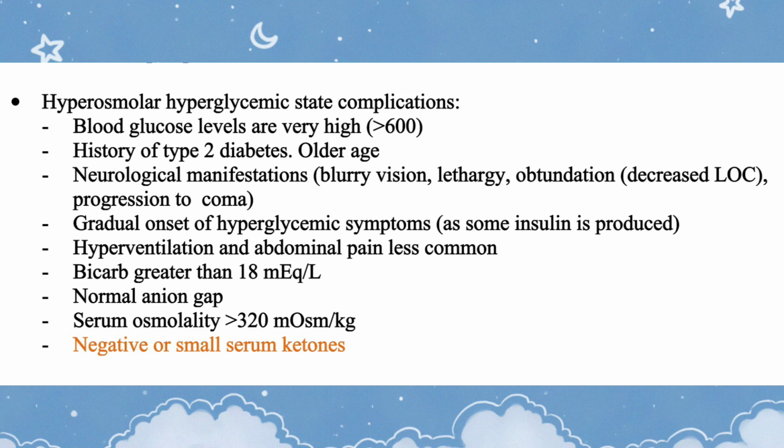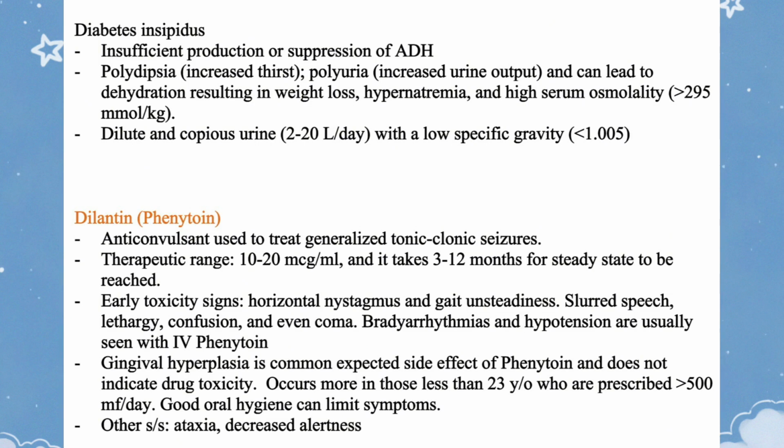Bicarbonate greater than 18 mEq/L, normal anion gap, serum osmolality greater than 320 mOsm per kilogram, negative or small serum ketones. Diabetes insipidus: insufficient production or suppression of ADH.